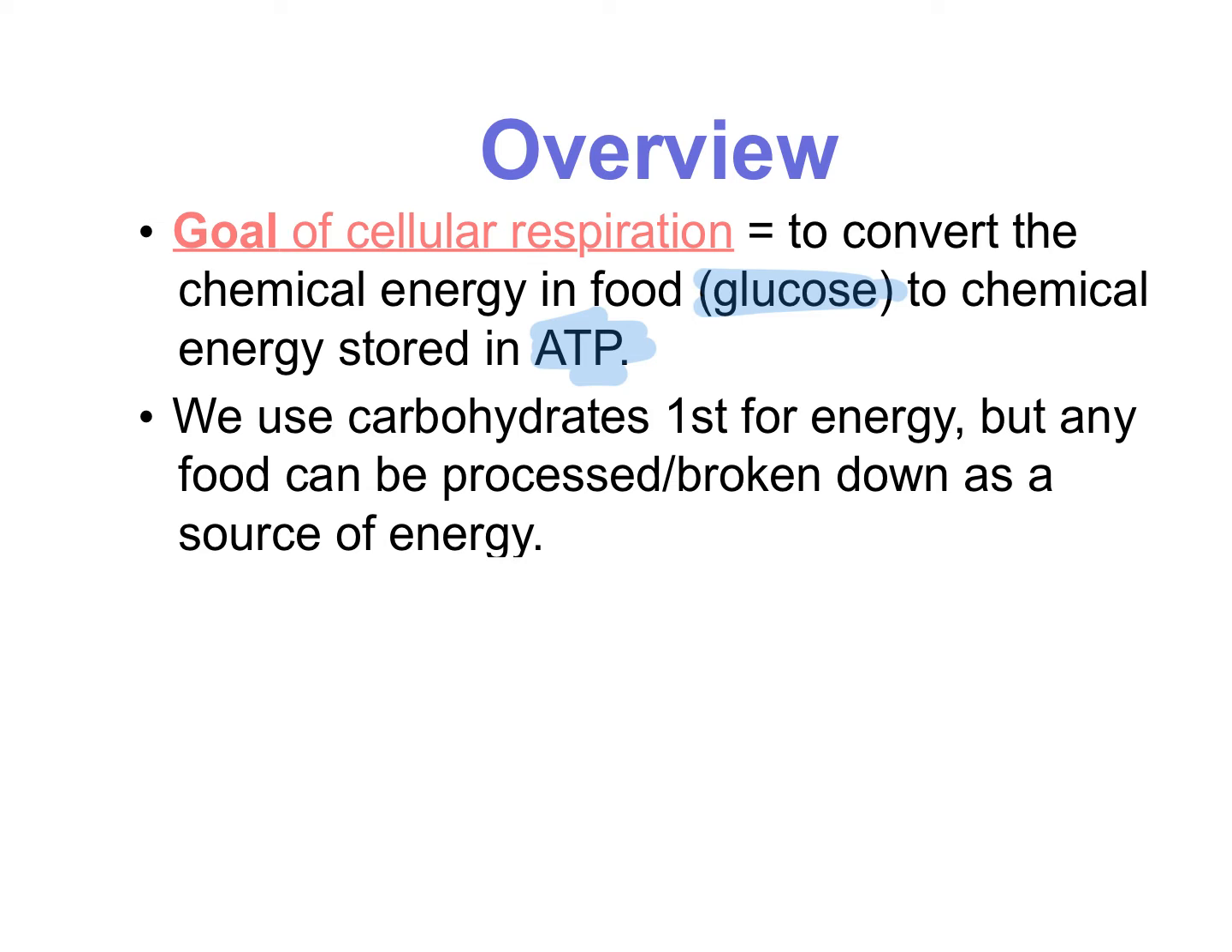And we are converting this into a chemical energy stored in ATP. So what this looks like, we are going to use carbohydrates first for energy, which we've talked about, that we always want to use carbs first. But any food can be processed and broken down as a source of energy. So if you remember, we always want to use carbs. Second is our lipids and then proteins. So we want to use carbs, but we can use anything else if we have to.